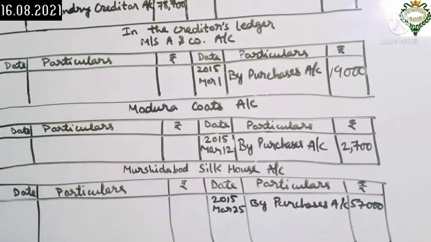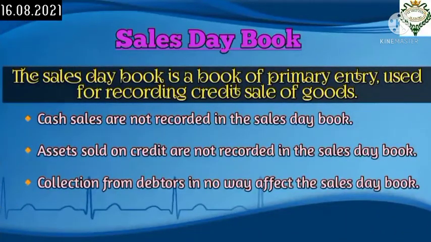Now come to the sales day book. Basically, the sales day book is a book of primary entry that is used for recording only credit sales. Some important points to keep in mind: cash sales are not recorded in the sales day book, assets sold on credit are not recorded in the sales day book, and the collection from debtors in no way affects the sales day book. That means whatever collection we take from the debtors as cash will not be recorded in the sales day book.